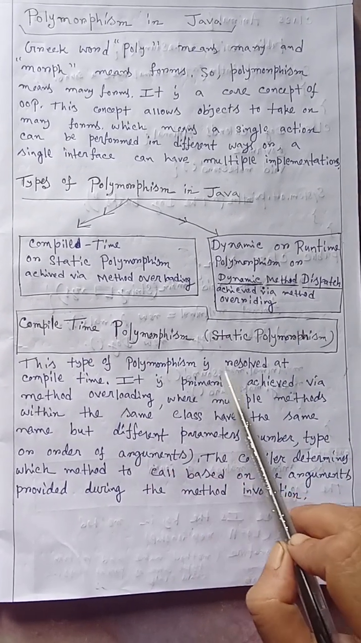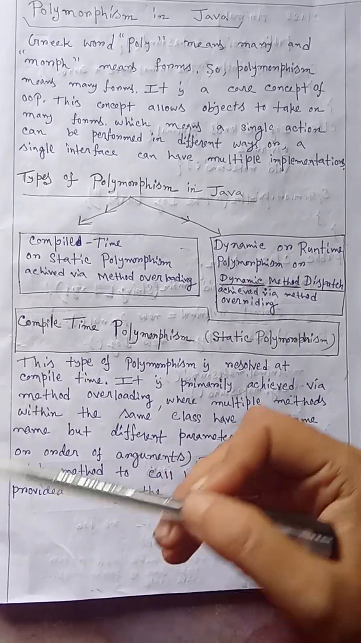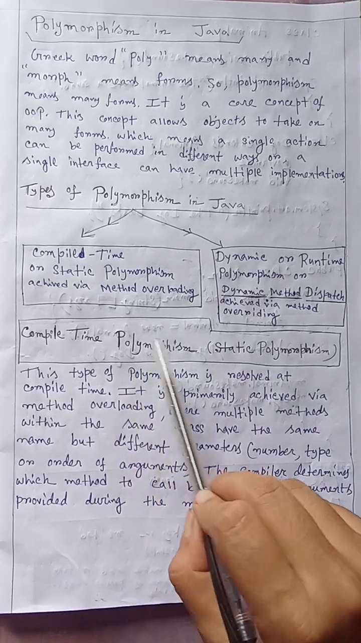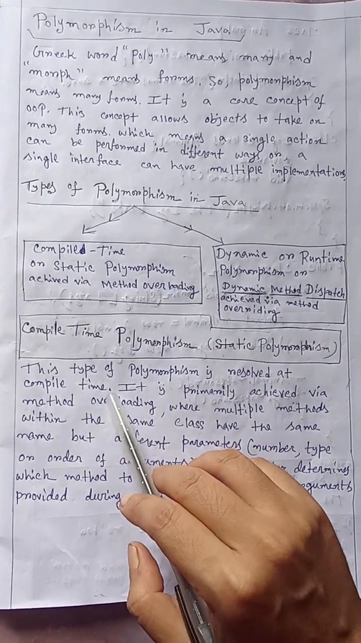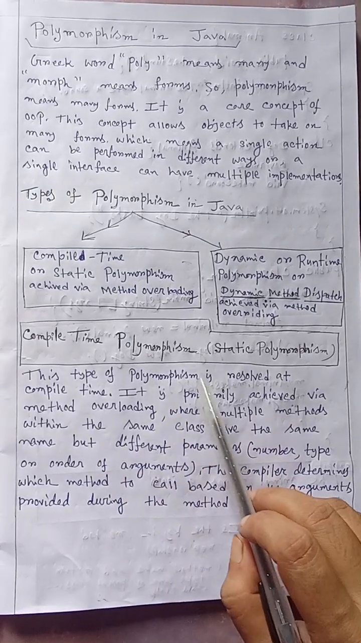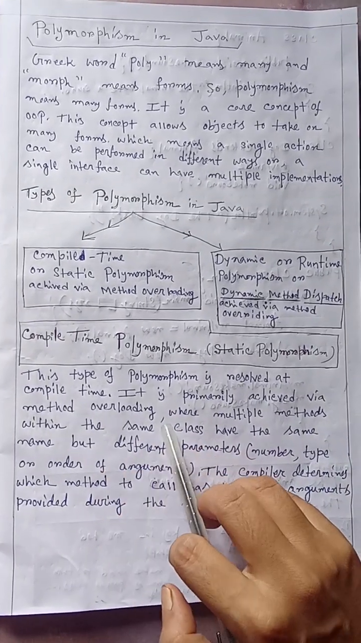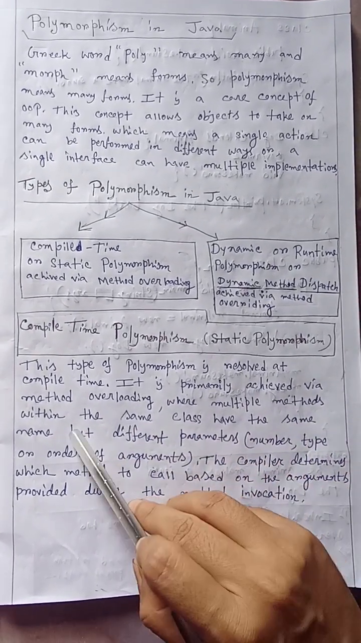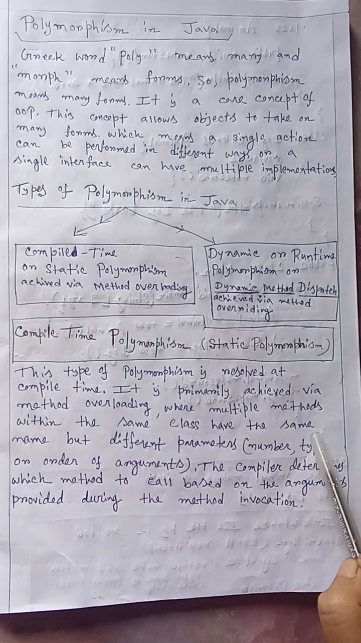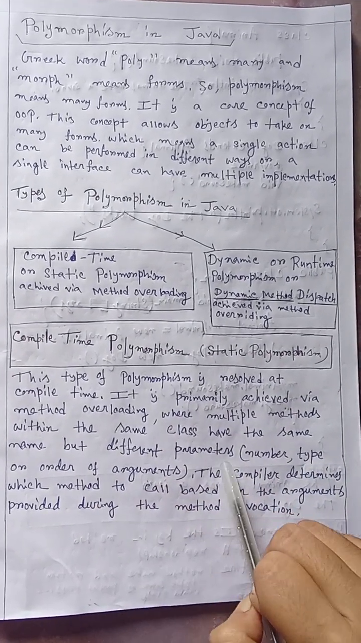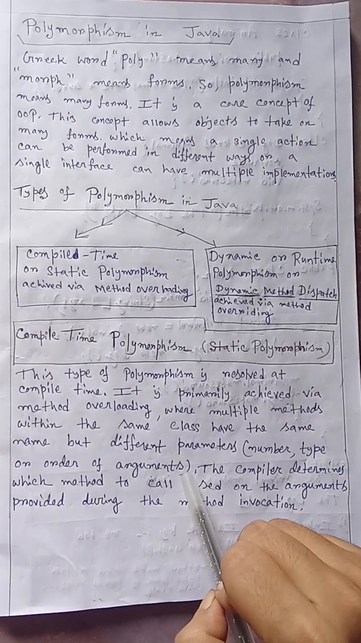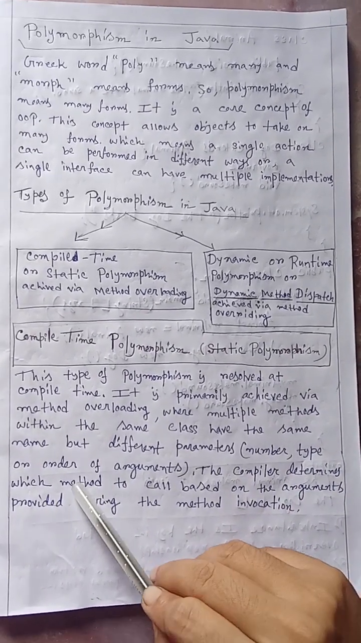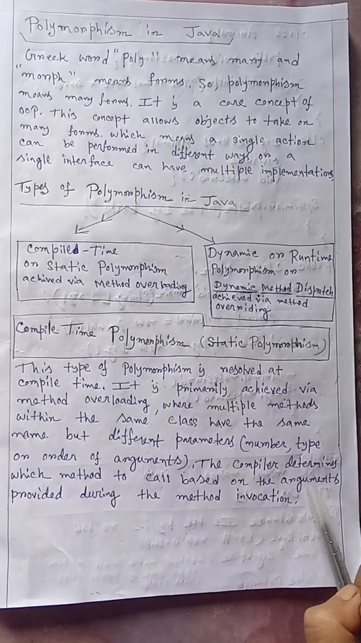This type of polymorphism is resolved at compile time. As the name suggests, compile time polymorphism means this type of polymorphism is resolved at compile time before runtime. It is primarily achieved via method overloading, where multiple methods within the same class have the same name but different parameters such as number, type or order of arguments.